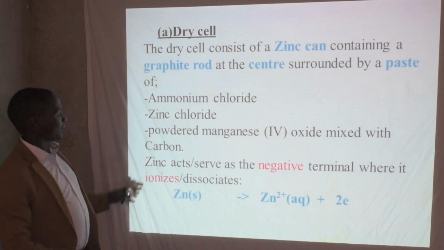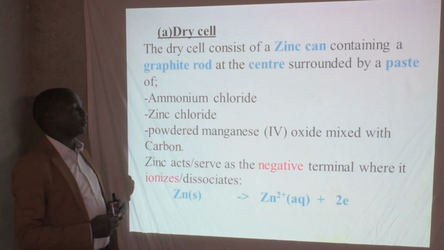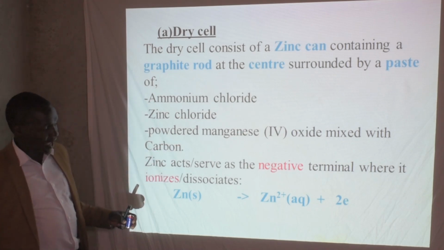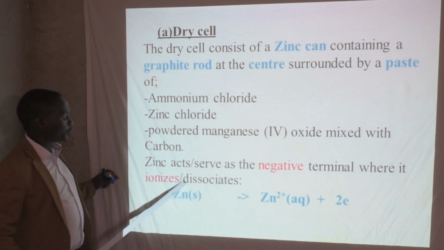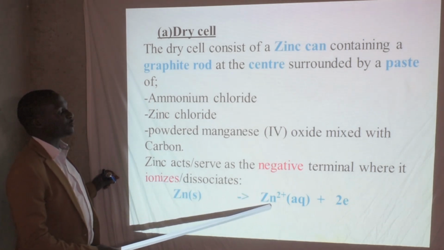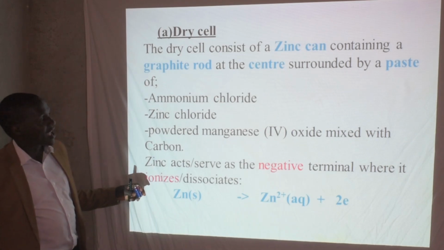Now, in this case, the zinc here acts as the negative terminal, where it ionizes or dissociates. So this is where ionization is initiated. Electrons here are produced. This one ionizes, producing zinc ions plus 2 electrons. So the zinc can is acting as a negative terminal, and therefore it generates electrons in that case. So it ionizes to generate electrons.